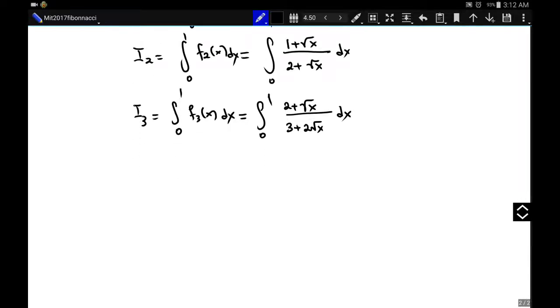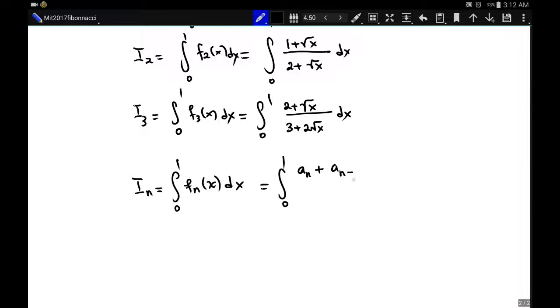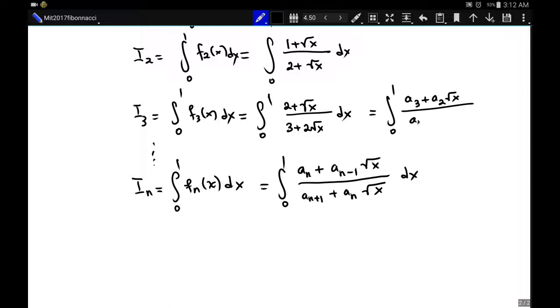And so on. So if you write in general using this, fn from 0 to 1, fn of x dx, it's going to be from 0 to 1, an plus an minus 1 root x divided by an plus 1 plus an root x dx. Just because, in general you can see that now this is from 0 to 1, a3 plus a2 root x divided by a4 plus a3 root x dx. And you can write more like this, an.